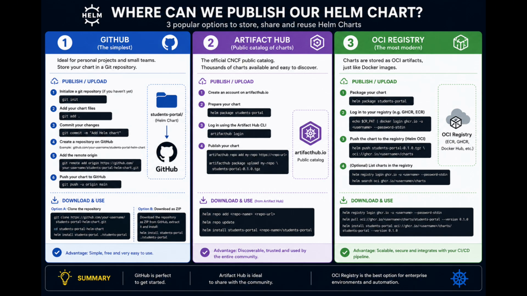So, when should you use each option? If you're getting started, GitHub is simple and easy. If you want to share charts publicly with the community, Artifact Hub is a great choice. And if you're working in a production environment with automation and CI/CD, OCI registries are typically the preferred solution. For our Students Portal project, we'll keep things simple and store our Helm chart in GitHub. That gives us version control, collaboration, and a central place to manage our Kubernetes deployments.